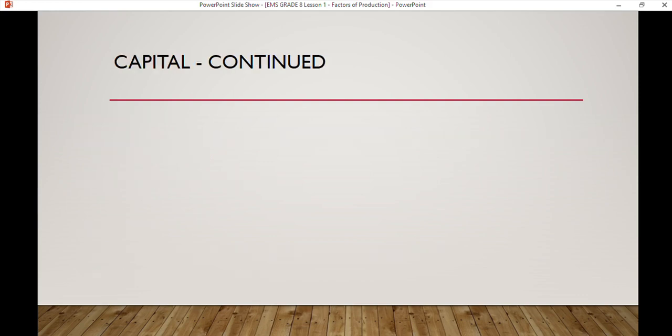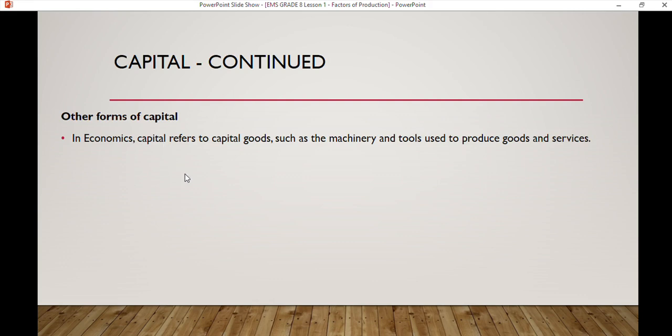Okay, so continuing on. Other forms of capital. So in economics, capital refers to capital goods, which is your machinery, tools that are used to produce goods or services. Okay, so when you have capital and you buy an expensive thing, for example, land or buildings, that's your capital investment. But another form that you can study is machinery and tools. Okay, that's what you need to produce your goods and services, and that can be another form of capital.